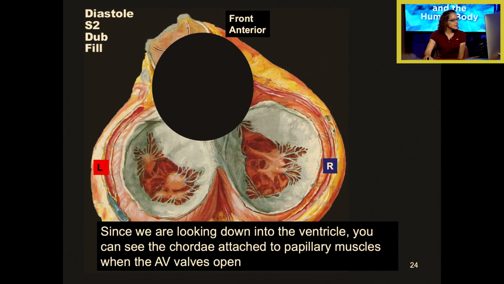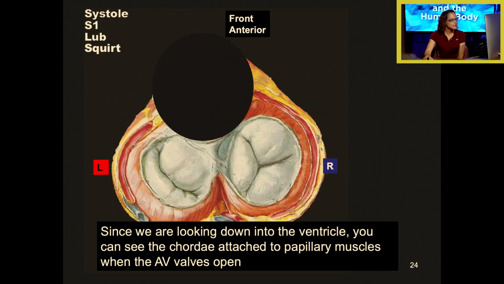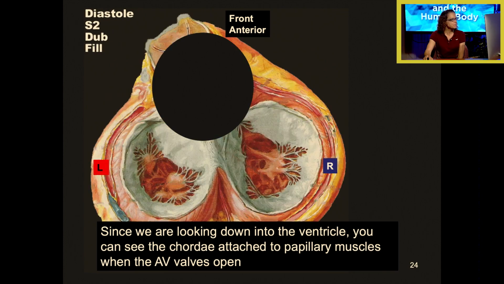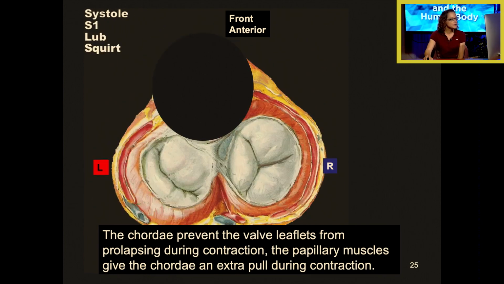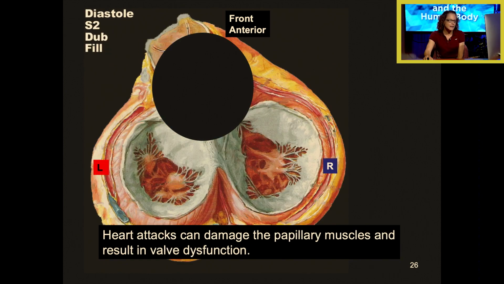Since we're looking down into the ventricle, you can see the chordae tendineae attached to the papillary muscles when the AV valve opens. The chordae prevent the valve leaflets from prolapsing during contraction, and the papillary muscles give the chordae an extra pull during contraction. Heart attacks can damage the papillary muscles and result in valve dysfunction.